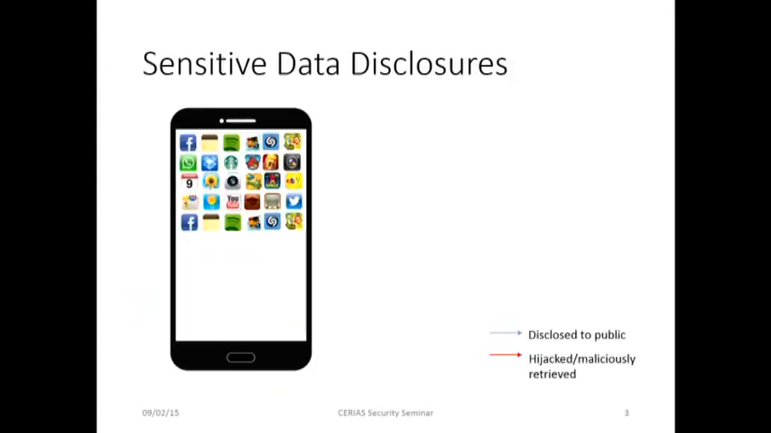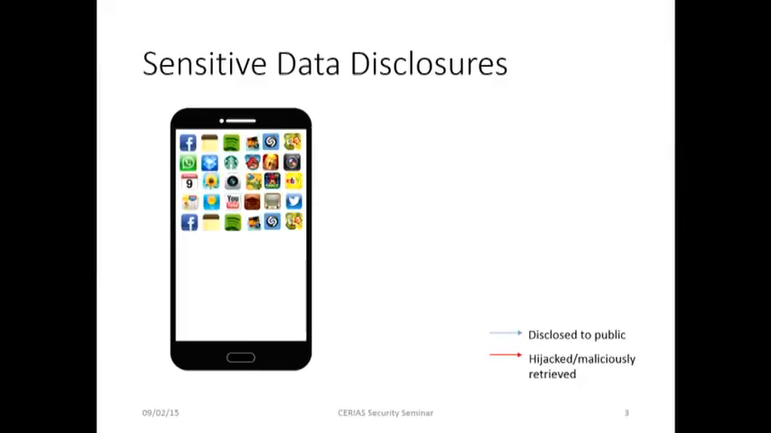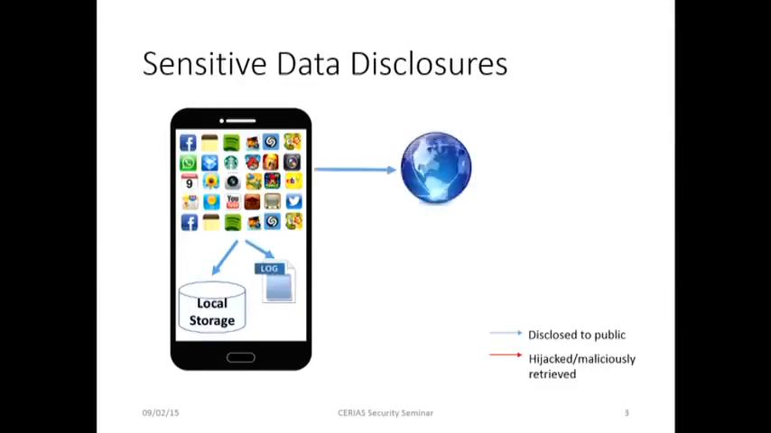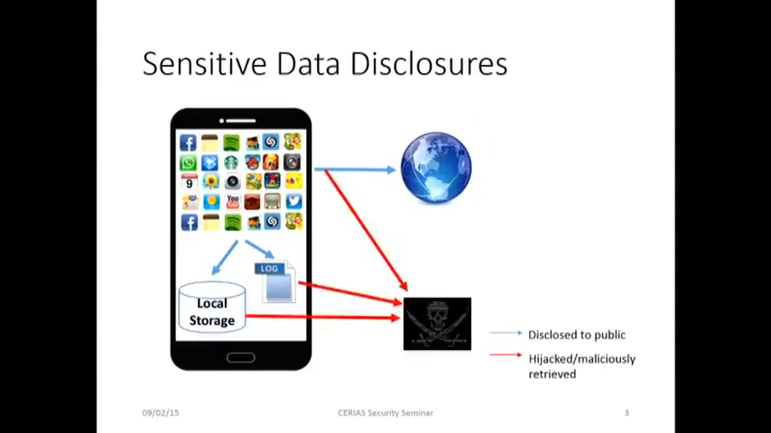Okay, then I want to start our main talk. Recently, smartphones and mobile apps have become an essential part of our lives. At the same time, users' privacy has become a major concern. In mobile apps, it's very common for the apps to disclose sensitive user data to local storage, to logs, or to external public channels like the internet. Unfortunately, such disclosures may be hijacked or maliciously retrieved by adversaries, leading to serious leakage of users' privacy.